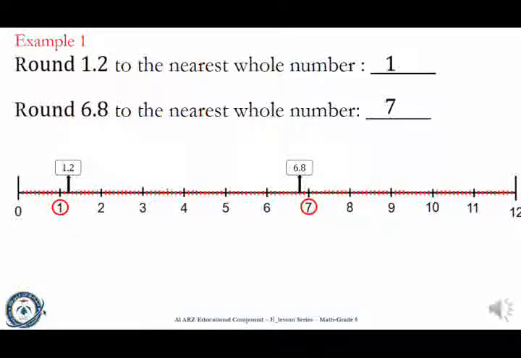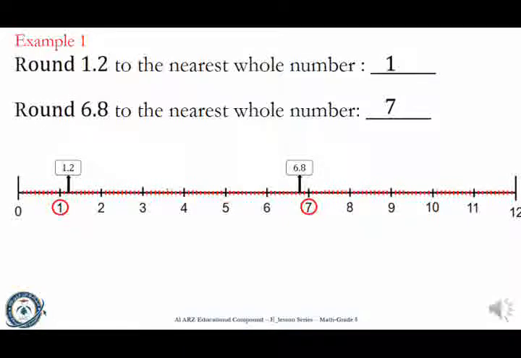If you want to frame 1.2 between two consecutive whole numbers, you say that 1.2 is between 1 and 2. But if you want to round, you need to give one answer. Is it closer to 1 or to 2? Yes, it is closer to 1, so the nearest whole number is 1.